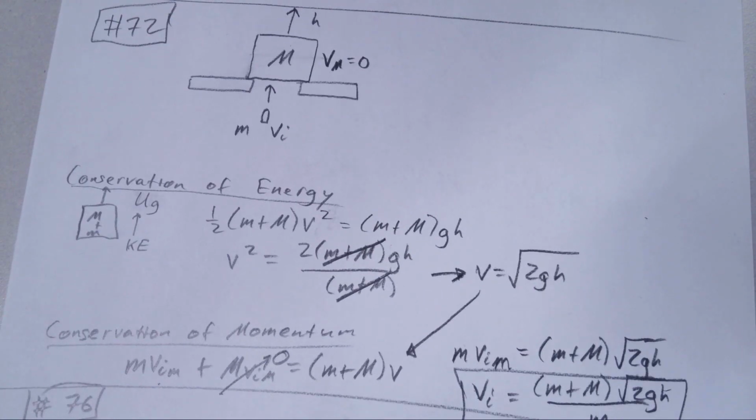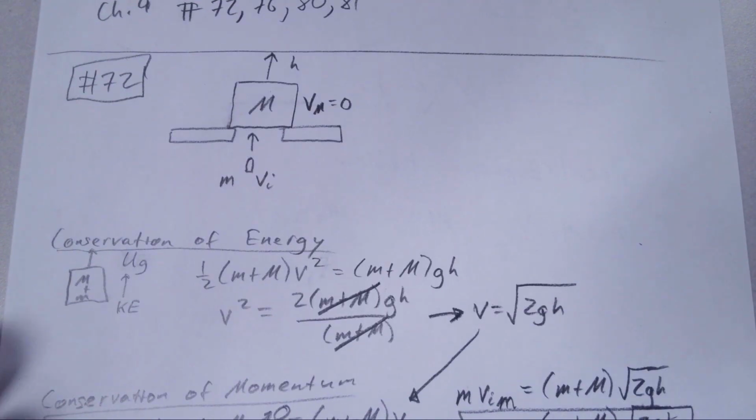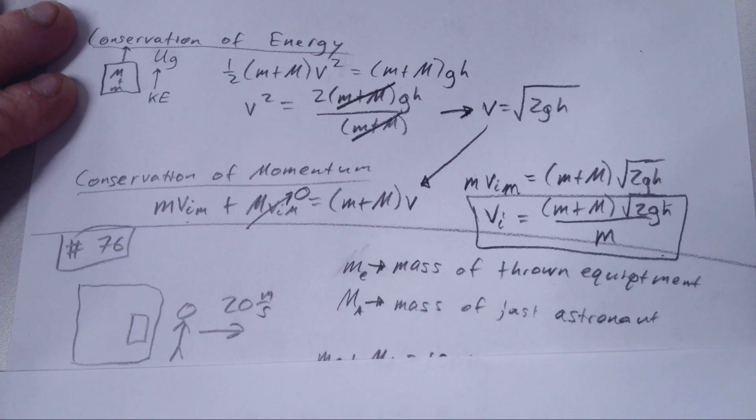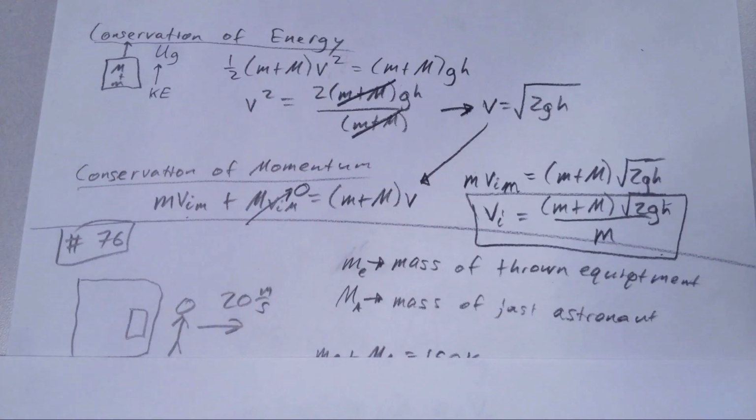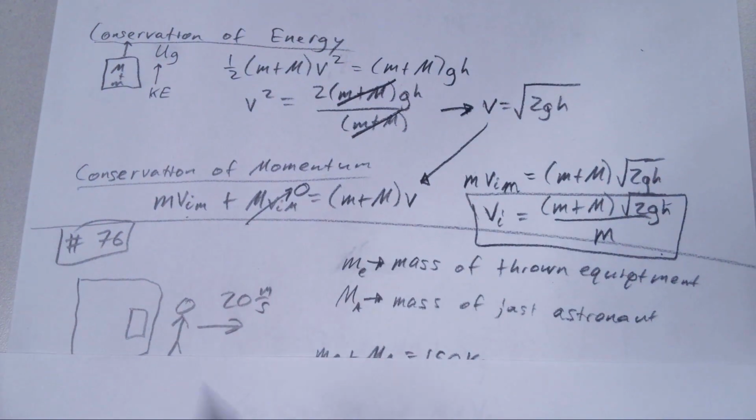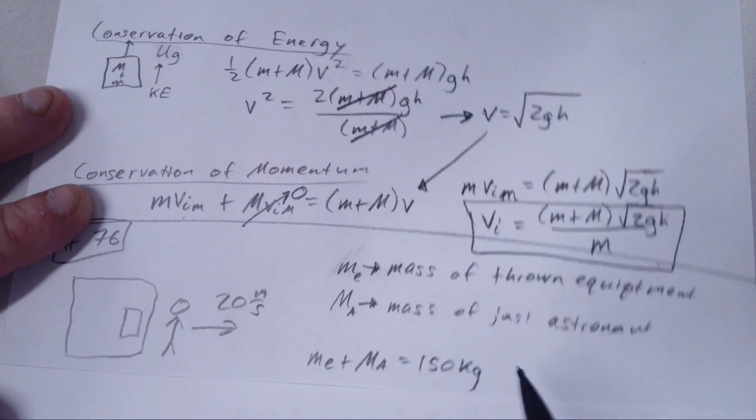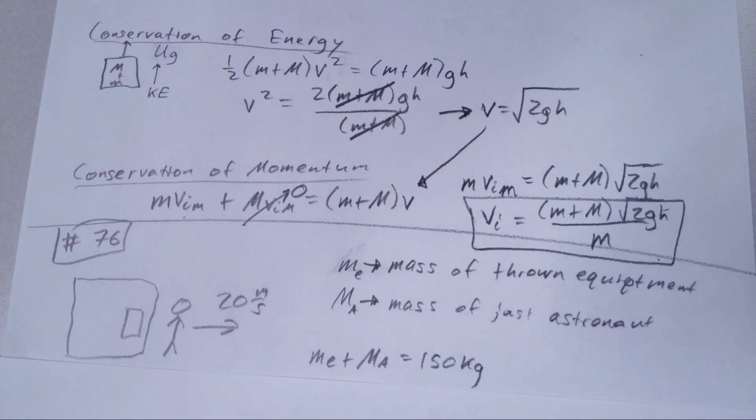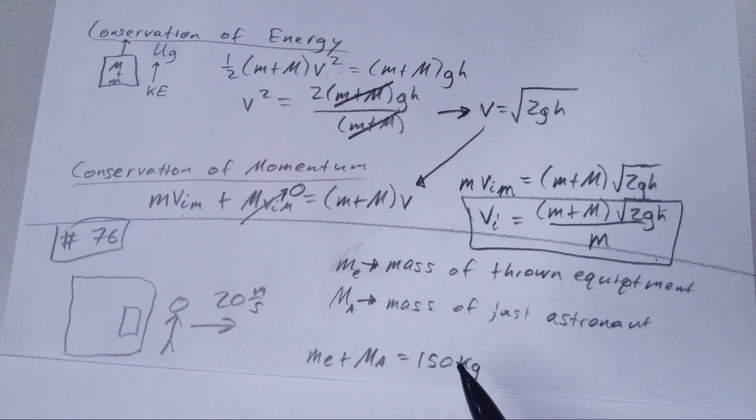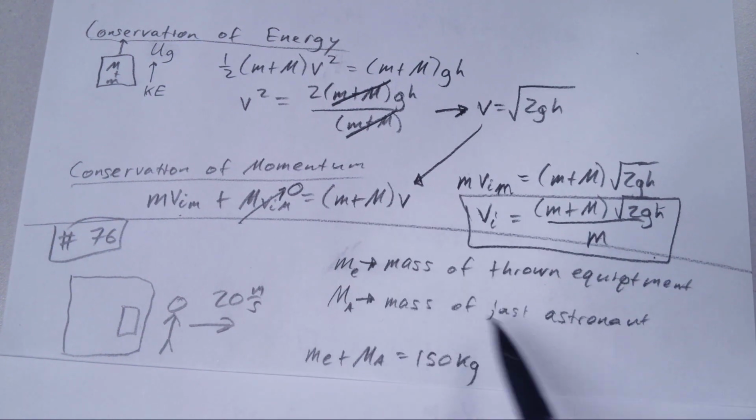The next one we're going to look at is number 76, and this one asks, why is the following situation impossible? I've already solved a little bit of this. Let's define some things here. We have an astronaut that unfortunately pushed off of the spaceship and is now traveling 20 meters per second away. I'll try to help you figure out what's going on here. And so you have what I'm calling ME, which is the mass of the thrown equipment.